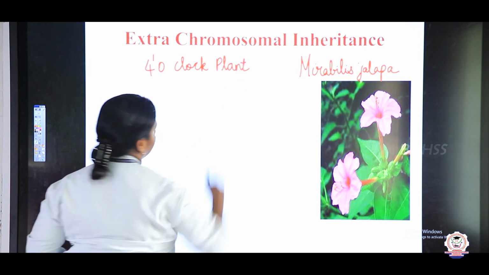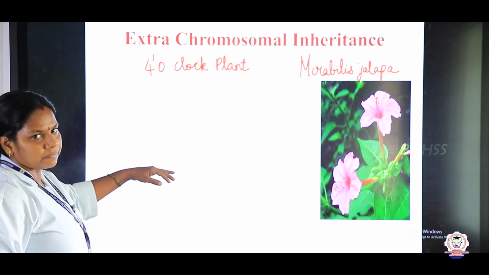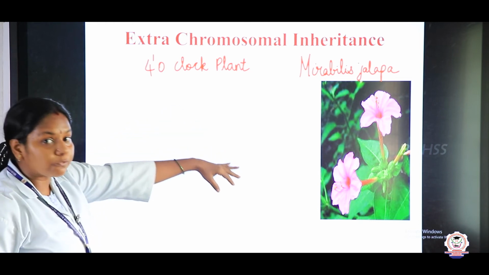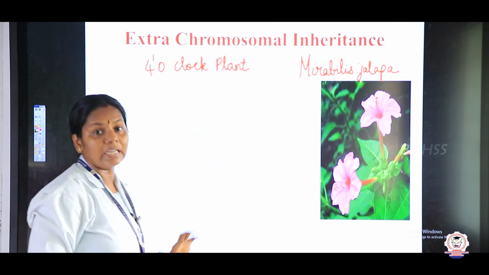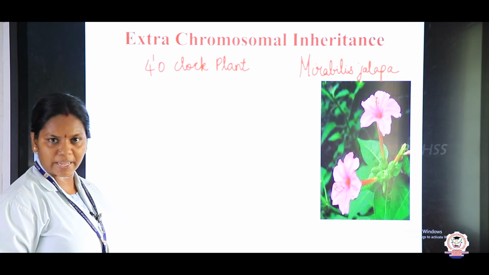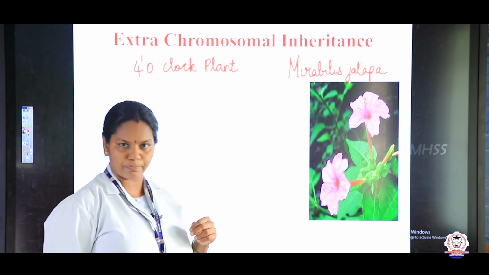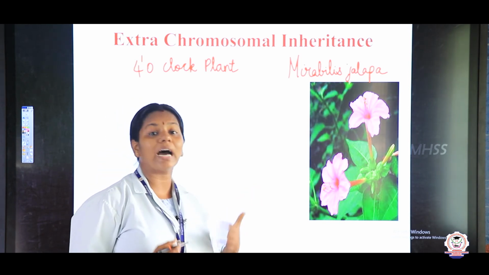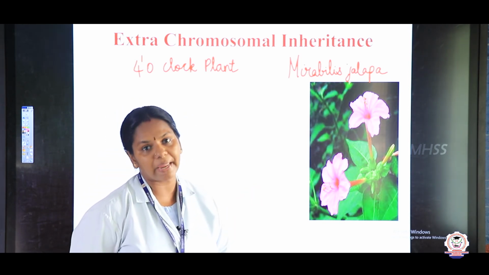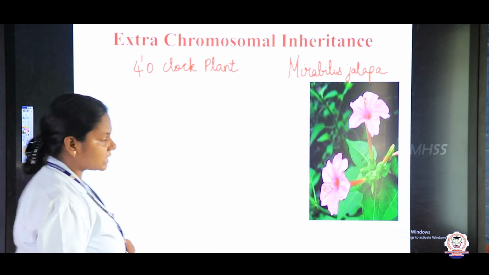4 o'clock plant, right. And here the chloroplast is responsible for determining the phenotype. So in Mirabilis jalapa, it produces two types of plants, right. A plant with the dark green leaves and the plant with the pale green leaves. Just we can see the example, right.